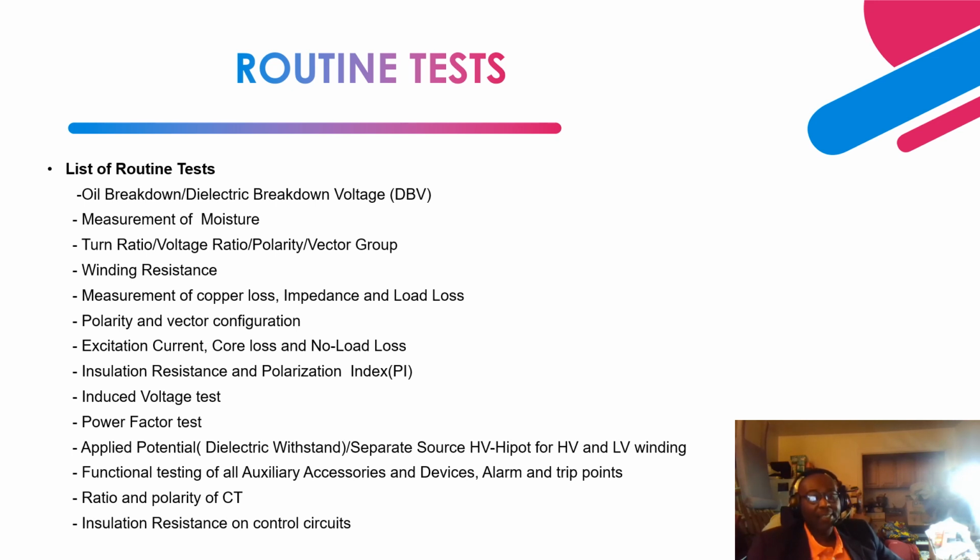Next is polarity testing. Polarity testing basically measures the instantaneous direction of the current flow in the high voltage winding and the low voltage winding. For the high voltage, it should be into the polarity, and for the low voltage, it should be out of the polarity. Next is the vector group.